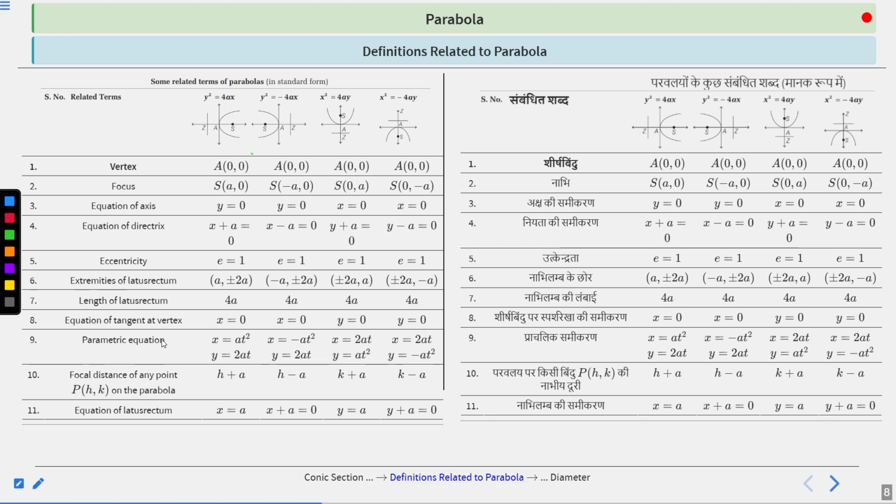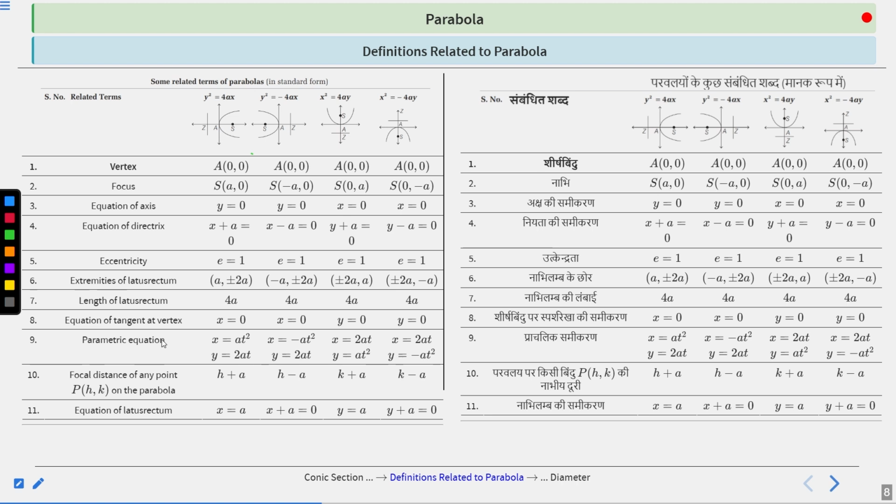Extremities of latus rectum are (a, plus minus 2a). Length of latus rectum is 4a. Equation of tangent at vertex is x equal to 0. Parametric equation will be x equal to at square, y equal to 2at. Focal distance of any point P(h, k) on the parabola is h plus a. Equation of latus rectum will be x is equal to a.